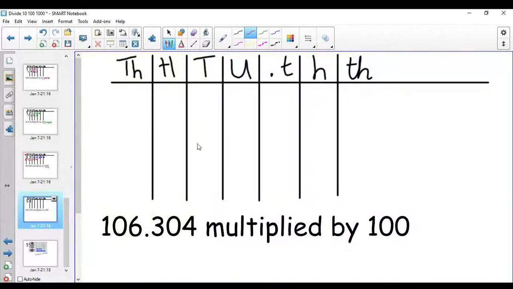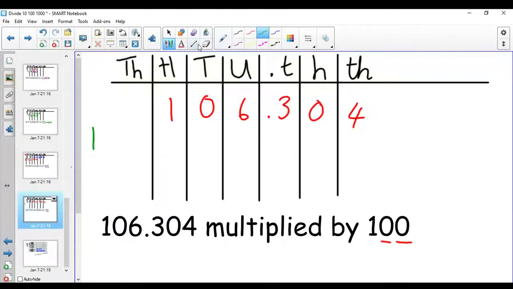My next example, this is one where people get caught out. 106.304 multiplied by 100. This is going to be moving to the left 2 places. But a lot of people make daft mistakes with this because they see the 0 digits and they think, well, they're worth nothing, I don't need to keep them. Wrong. Yes, you do. So I take my 100. It's multiplied by 100. So it's moving once, twice.